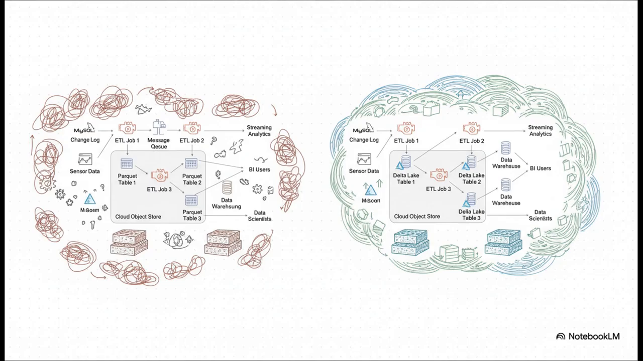And this slide just shows it perfectly, the classic before and after. On the left, you've got that super complex traditional pipeline. Separate systems for streaming, for batch, for your data warehouse. It's a lot to manage. But on the right, that's the Delta Lake Lakehouse architecture. It's clean, it's unified, and it's all running on that same low-cost object storage.